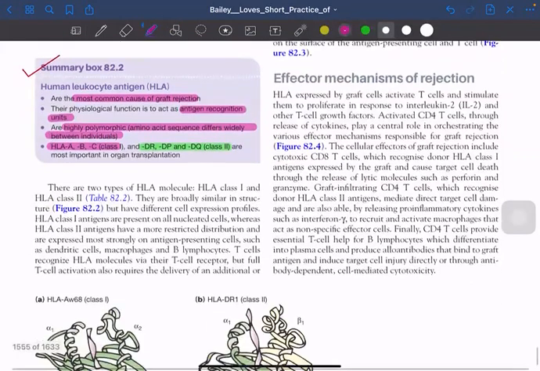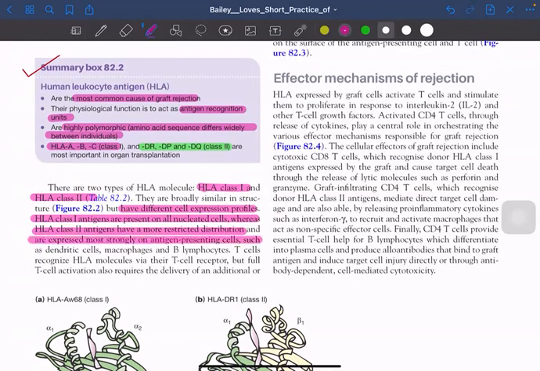Then let's proceed. There are two types of HLA molecules, HLA class 1 and HLA class 2, and they are broadly similar in structure but have different cell expression patterns. HLA class 1 antigens are present on all nucleated cells, whereas HLA class 2 have a more restricted distribution and are expressed most commonly on antigen presenting cells. And what are those antigen presenting cells? Dendritic cells, macrophages, and B lymphocytes.